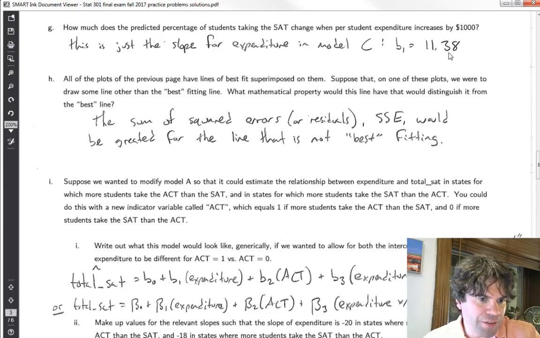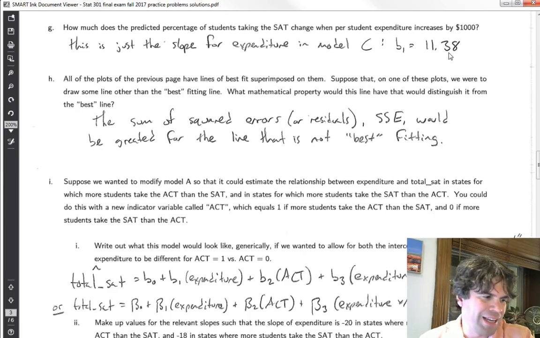Okay, H. All of the plots on the previous page have lines of best fit superimposed on them. Suppose that on one of these plots we were to draw some line other than the best fitting line. What mathematical property would this line have that would distinguish it from the quote-unquote best line? This goes back to what do we mean by best? And this actually goes back to how we find the values of the intercept and slope in the first place that give us the line that goes through the data.